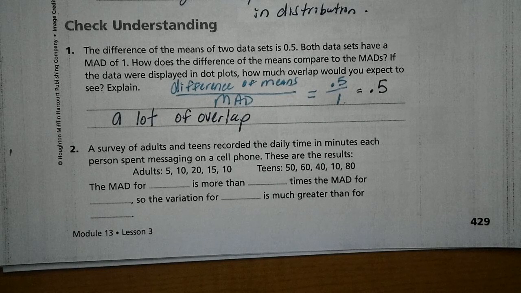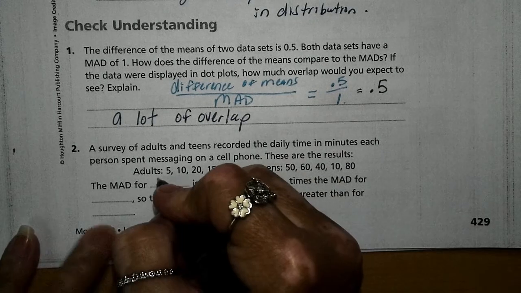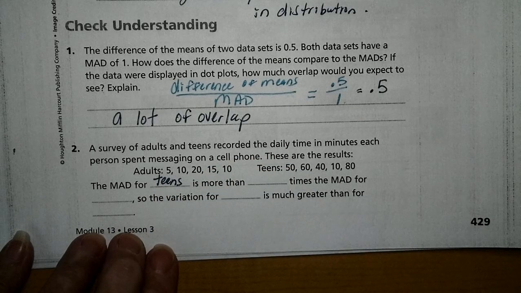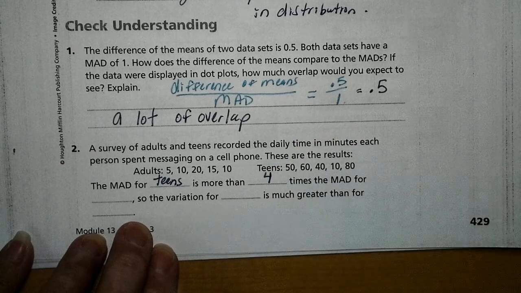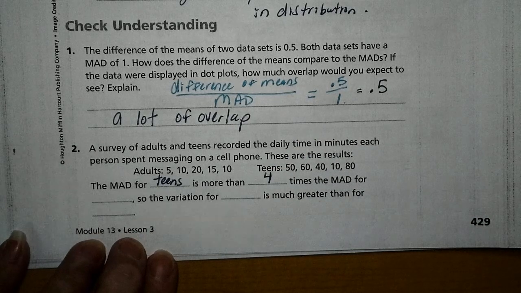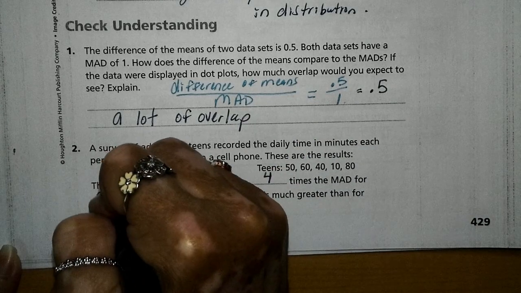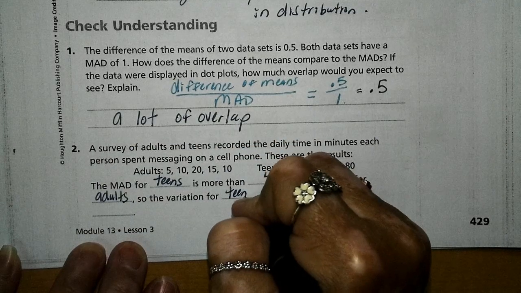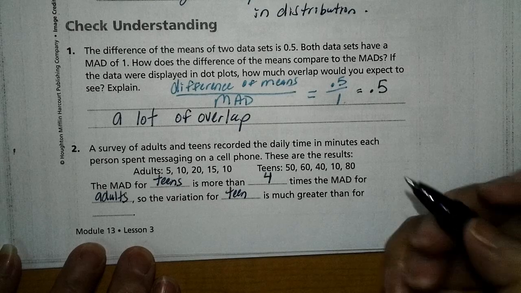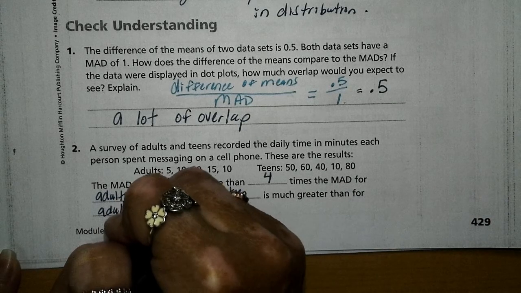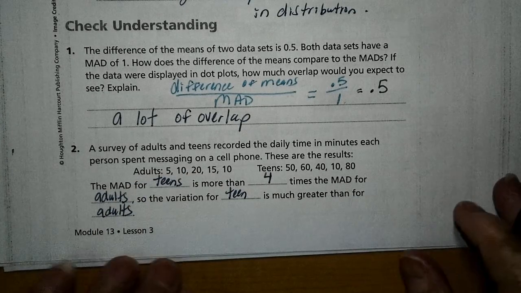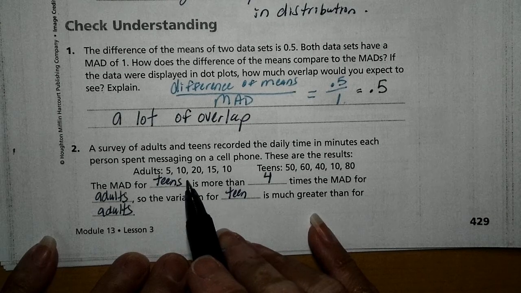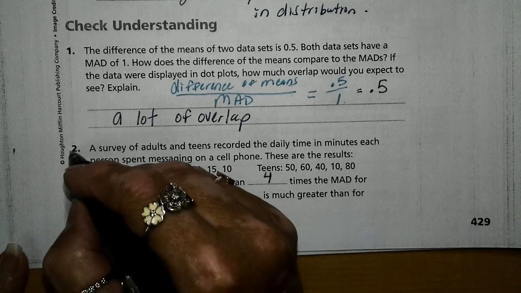Okay? All right, so the MAD for the teens is more than 4 times the MAD of the adults, and the variation for the teens is much greater than the adults. Okay? So if you would have added these together, all right, well, we'll look at this one tomorrow, okay?